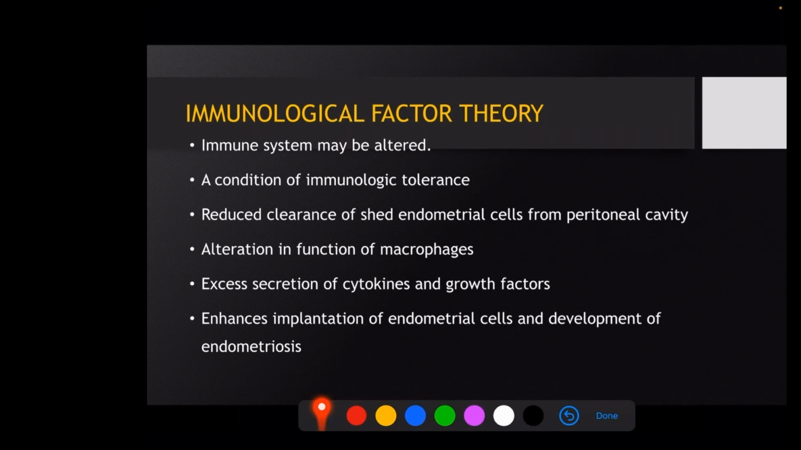Then the next theory, immunological factor theory. The immune system may be altered in women with endometriosis. Endometriosis can also be considered a condition of immunologic tolerance or decreased cellular immunity to endometriotic tissue. This results in reduced clearance of shed endometrial cells from the peritoneal cavity. The immunological changes may also cause an alteration in the function of macrophages, T and B lymphocytes.